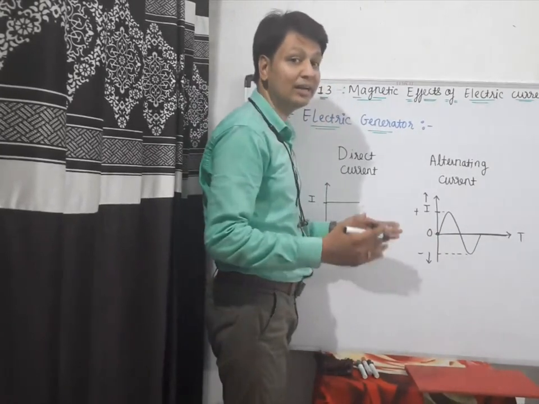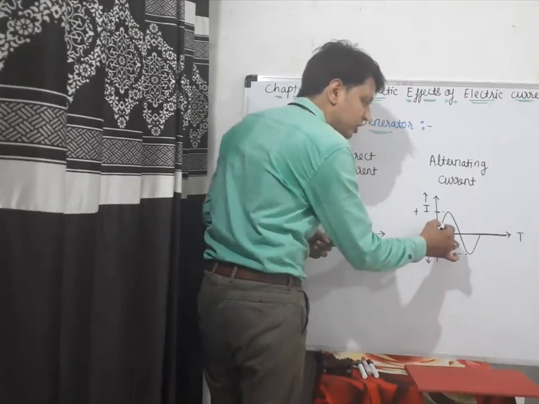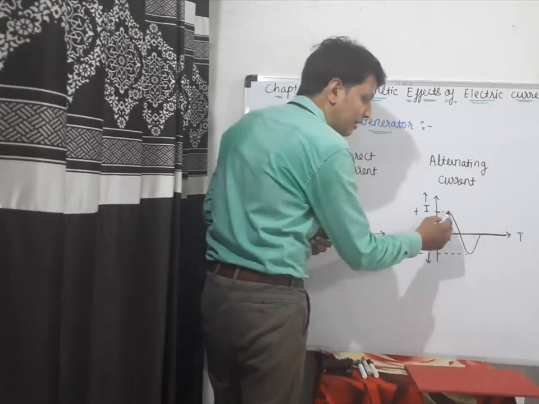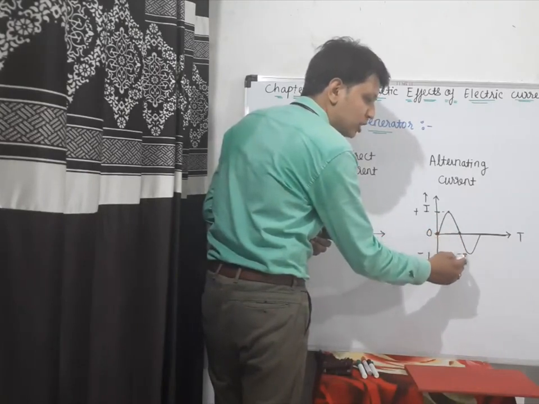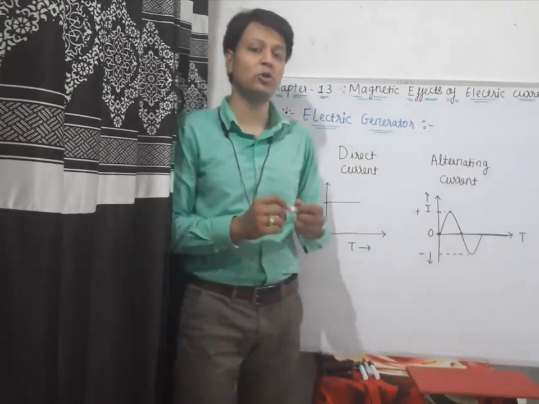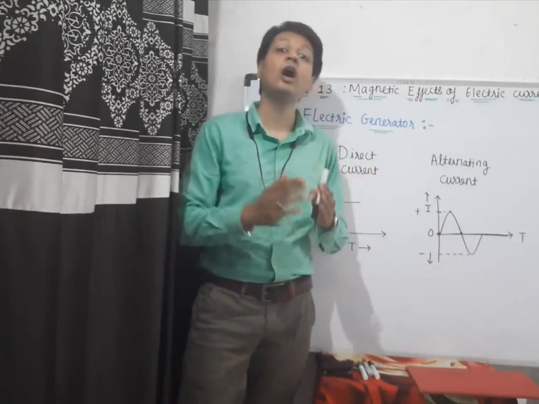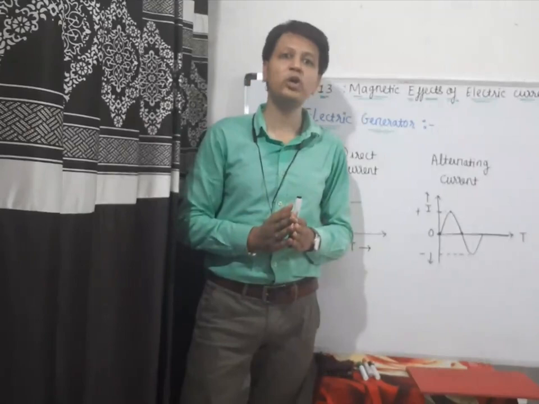But if we consider the graph of alternating current, you can consider that at this point the value of electric current is 0, but it is moving towards positive direction. It becomes maximum at some time period. After that it becomes 0 and again it travels towards negative and again becomes 0. So I can say that alternating electric current is changing the direction periodically.